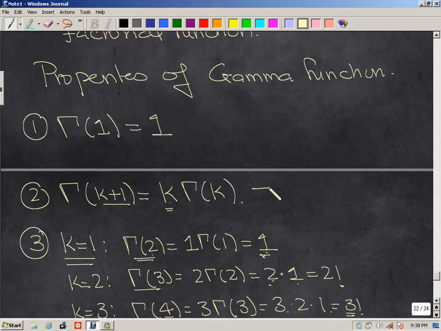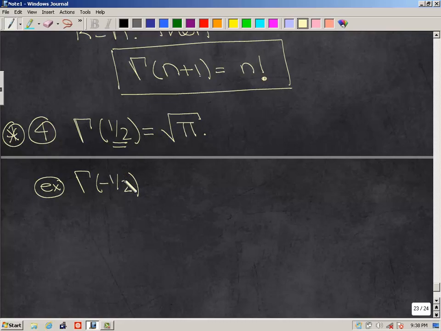A variation of this property is gamma of k is equal to 1 over k times gamma of k plus 1. I'm just dividing both sides by k. Okay, so that gives you that interesting property. So let's use that instead. So this is going to be my k. According to that property, it's 1 over k, so 1 over minus 1/2 times gamma of k plus 1. That's what we'll get.